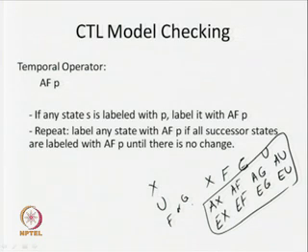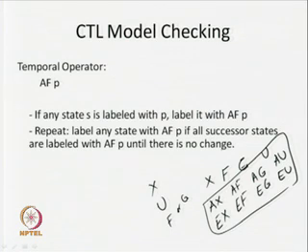So, we have already discussed this particular operator AFP, and we have seen how we are going to evaluate it. We have the algorithm to evaluate this temporal operator AFP. So, in a nutshell, how are we going to do it? If any state S is labeled with P, then label it with AFP. Then we repeat this procedure: label any state with AFP if all successor states are labeled with AFP, until there is no change.